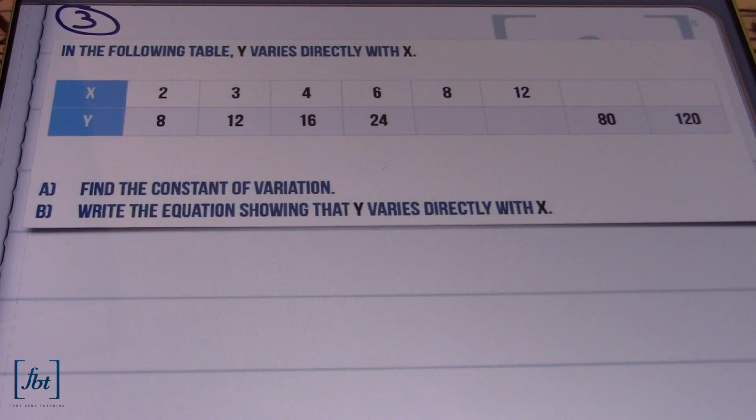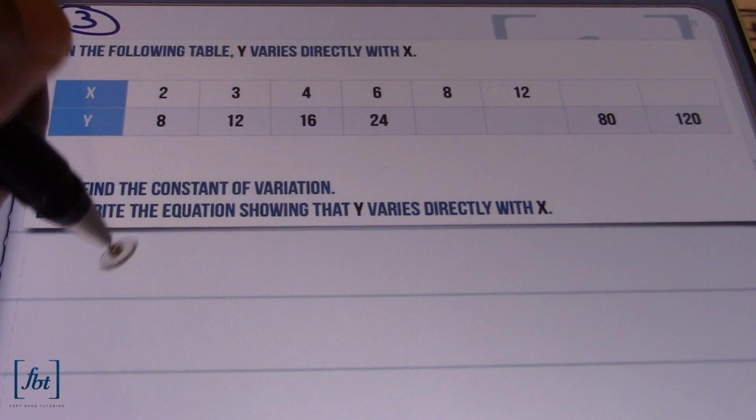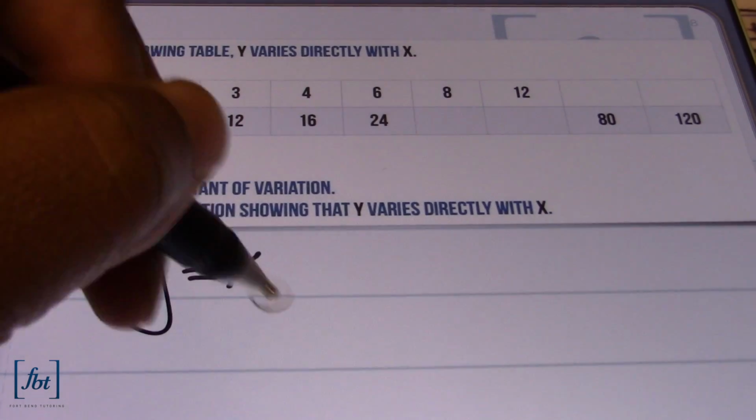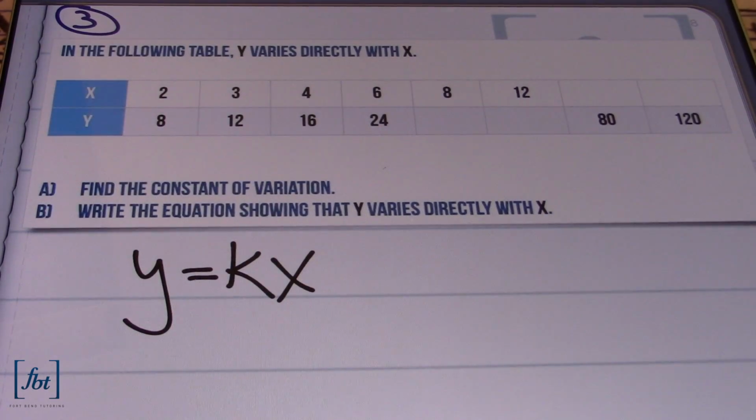In problem 3, we're provided with a table. And the question says, in the following table, y varies directly as x. So if I was to set up a variation equation for this, I would have y equals kx, just like so. They're asking us to use the table to find the constant of variation and to write the equation that shows that y varies directly with x.